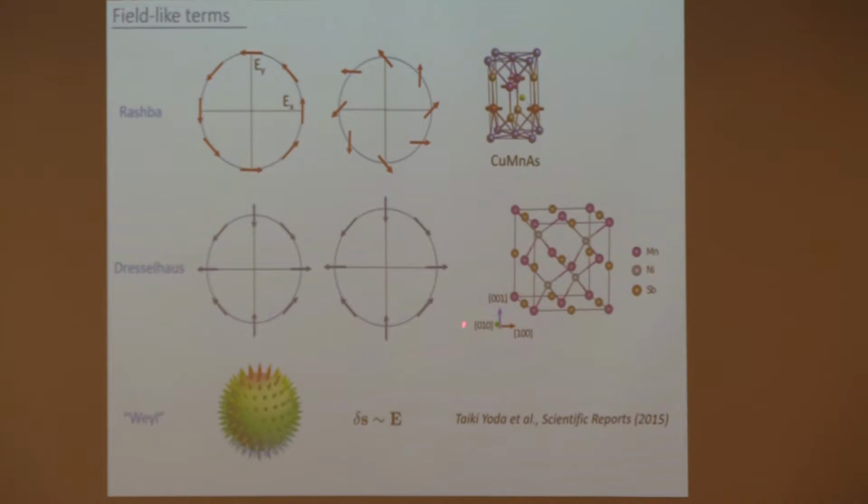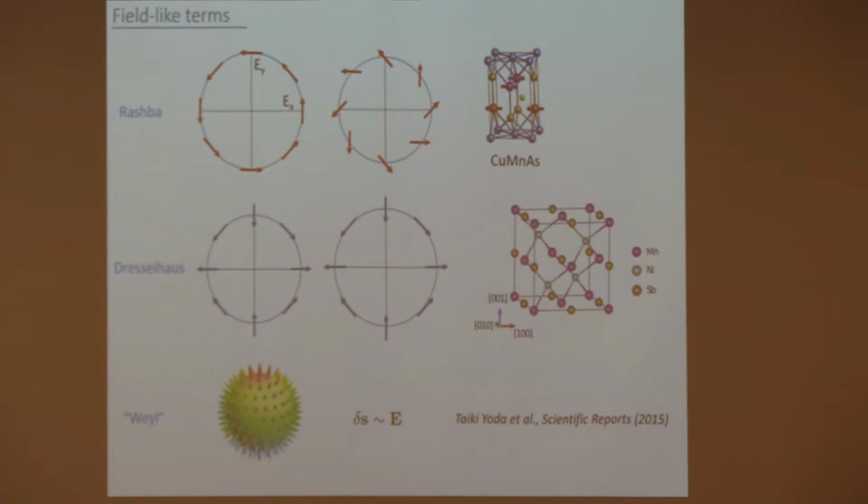There should again be the general Dresselhaus picture, but I by mistake did the same thing. This is the case in nickel manganese antimony, which I will talk about more later, or in gallium manganese arsenide, for example. And these two contributions are quite well known.